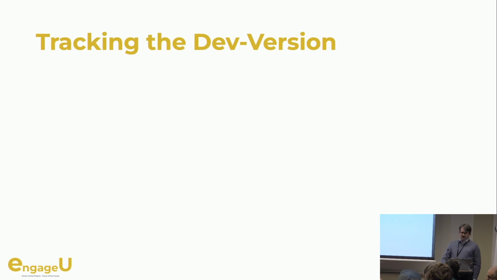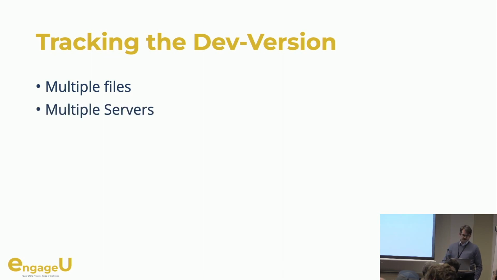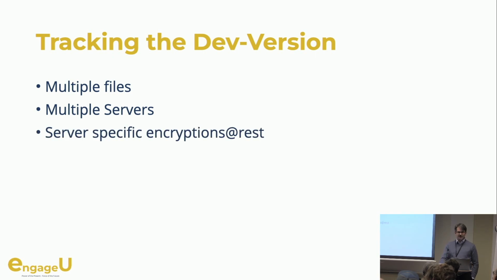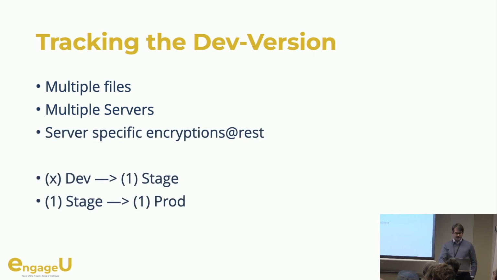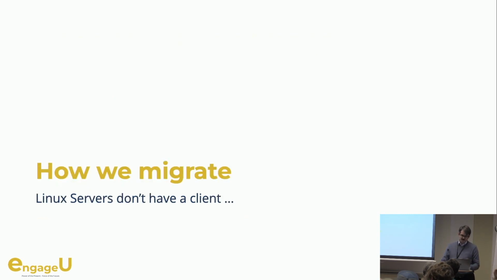Then, of course, there's the problem of tracking which file is the development version, because we have multiple files on multiple servers with multiple users and encryptions addressed. This can be really tricky. It's many devs to one stage to one probe.